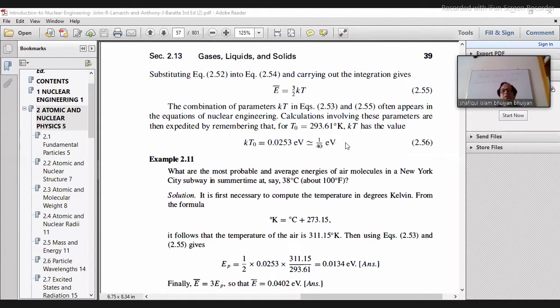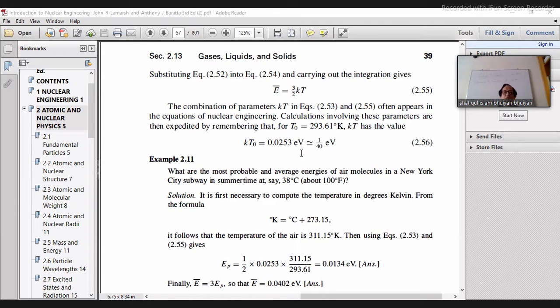293. And kT0 has the value of 0.03 eV, which is about 1/40th of an eV. T0 is 293 K, which is around 20 degrees centigrade. This energy is about 0.02 eV.